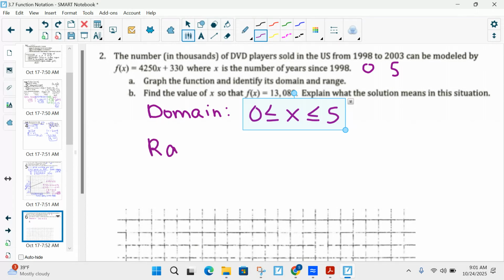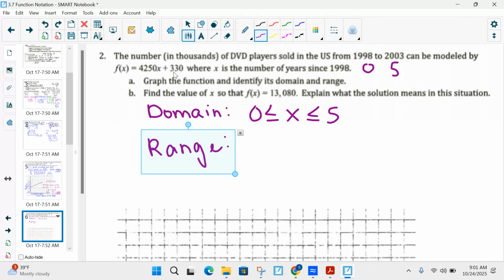And then the range. What is the value of f of x when x equals 0? In other words, how many thousands of DVD players were sold in 1998? Where do you get 5 from? 2003 is 5 years after 1998. How many DVDs were sold in 1998? Theo? Yes, you got that from looking at the y-intercept, right?